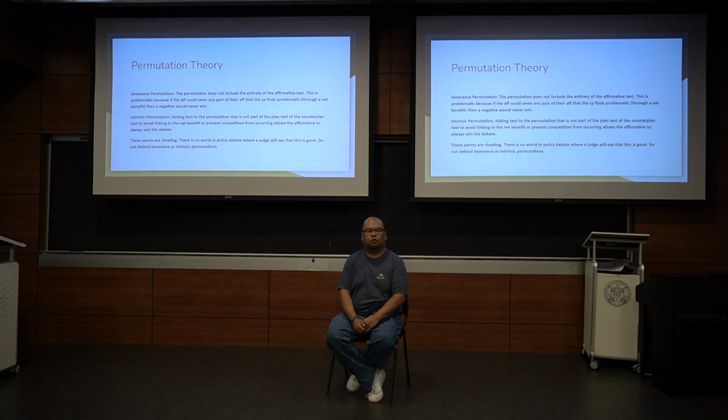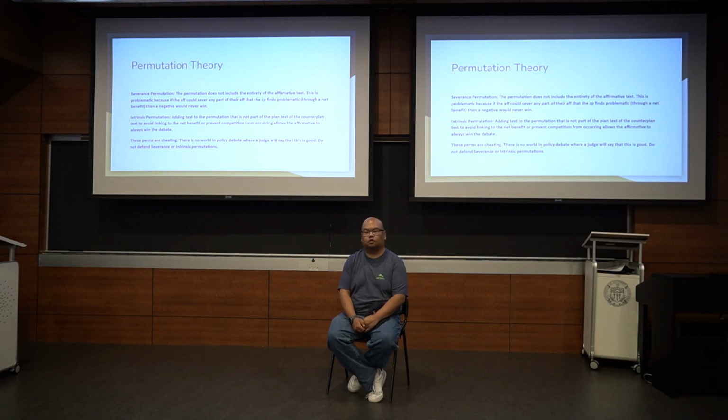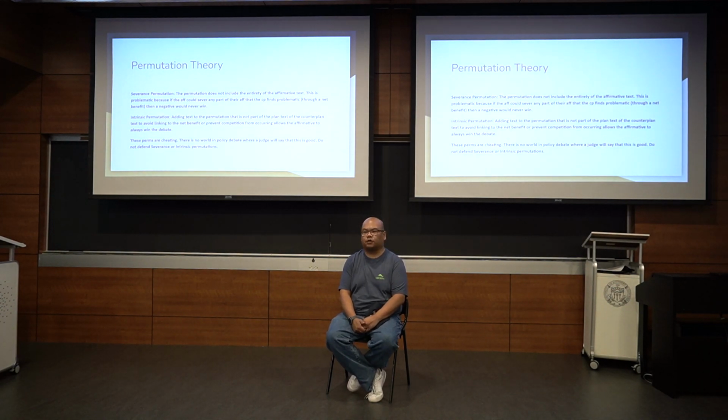Fun times. So, just like how there are cheaty counterplans, how the affirmative deals with those cheaty counterplans can also be really cheaty. How many of y'all have heard of intrinsic and severance permutations? A severance permutation is when an affirmative combines the affirmative plan and the negative counterplan, but excludes or severs part of the affirmative plan. They do so that they don't link into the net benefit of the counterplan that links to them, but not the counterplan.